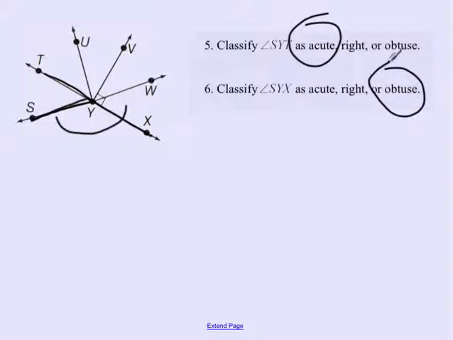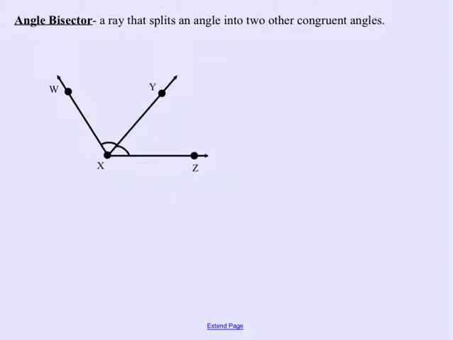Okay. So then, taking a look at this next one. An angle bisector is a ray that splits an angle into two other congruent angles. So do you see how each of these have one line? If they have one line each, that's our way of saying those two angles are congruent. Also, if they both have two arcs, that means anything with the two arcs is also congruent.